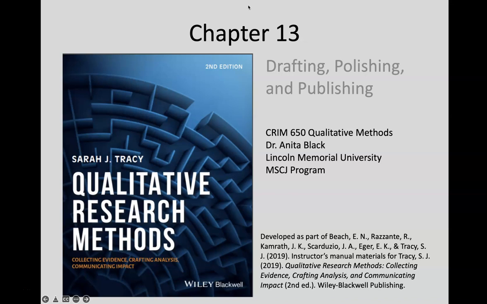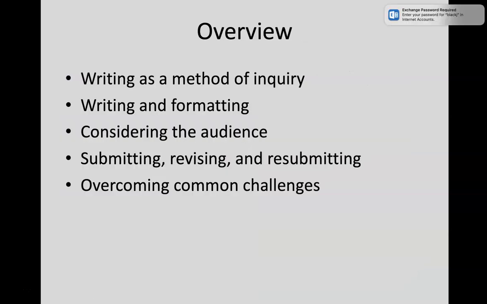In this unit, we are discussing Chapter 13 in Tracy's textbook, Qualitative Research Methods. The topic is drafting, polishing, and publishing. This is the second unit on writing your paper. The goal of this unit is to help you as writers move from a first draft to a polished manuscript.